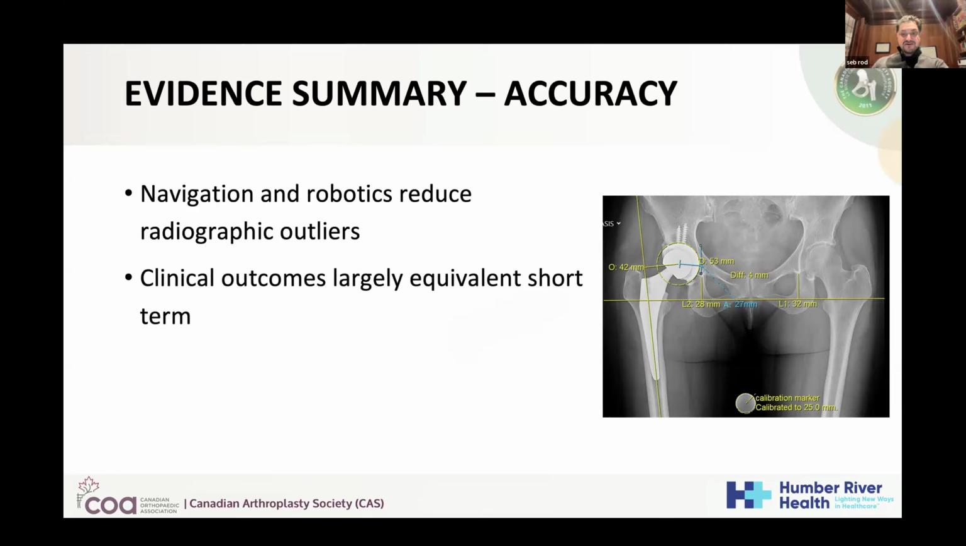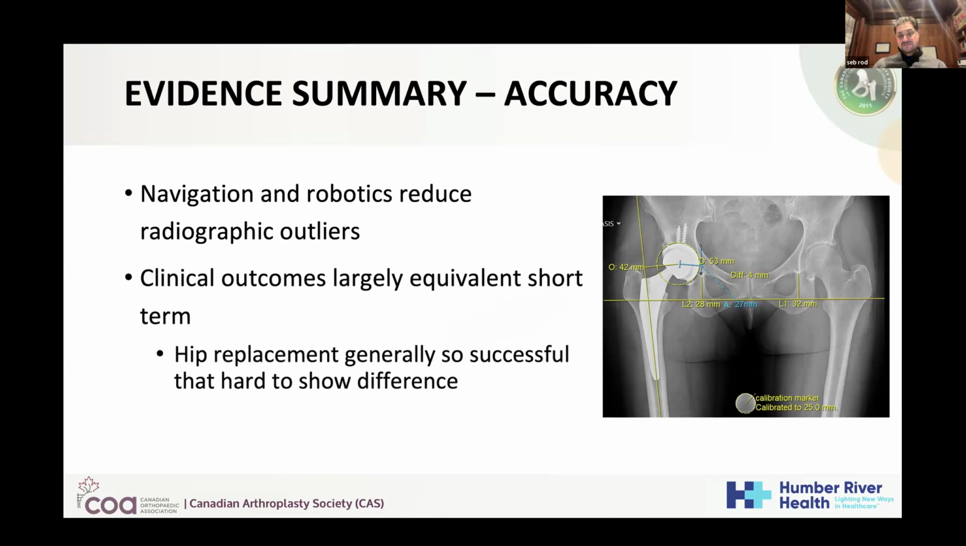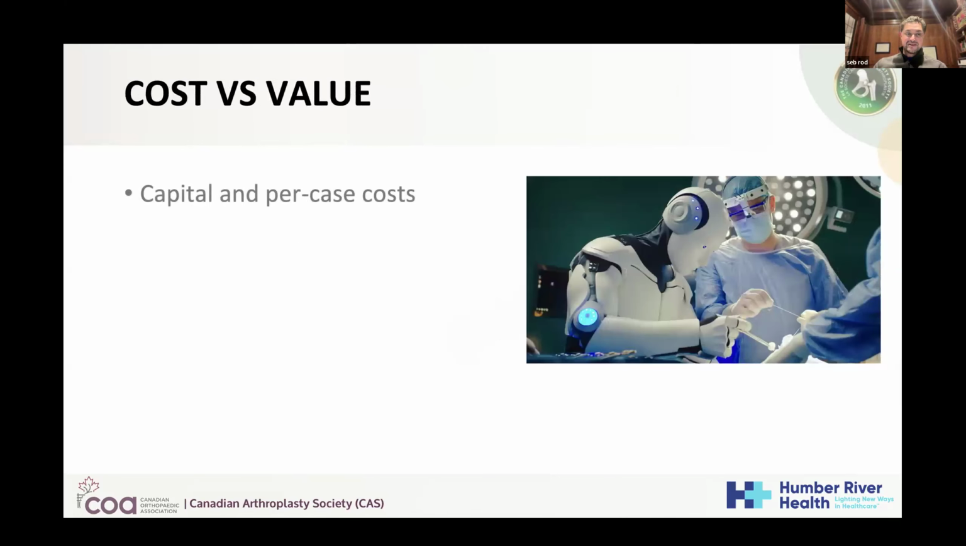In terms of long-term outcomes, I think eventually we're going to show that the better we're able to position components, assess things like impingement, and component wear, now that we're demanding more of our implants, we'll have better outcomes as we start to use some of these technologies. But as I mentioned, hip replacement is generally so successful, being called the operation of the century, that it's hard to really get much better with some of the metrics that we're using.